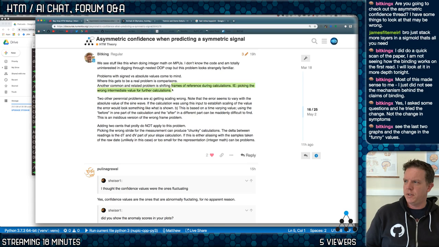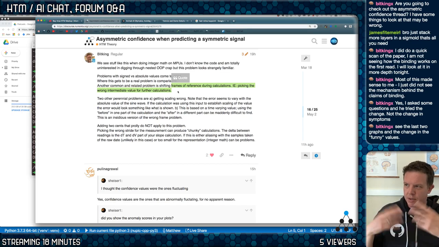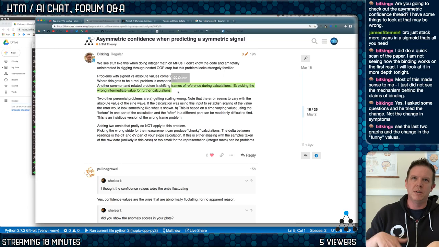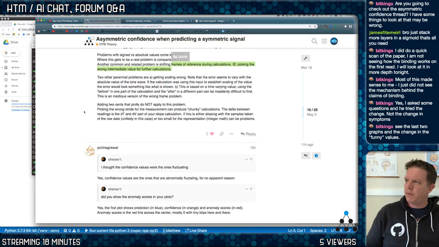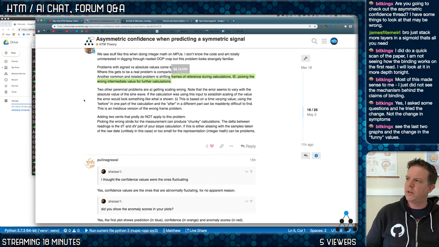This could be related to what I feel is the most suspicious thing, which is the fact that it doesn't know that it's one period over and over and over again. It sees it as a continuously building sequence that will never end. The other two perennial problems are getting scaling wrong. Note that the error seems to vary with the absolute value of the sine wave.